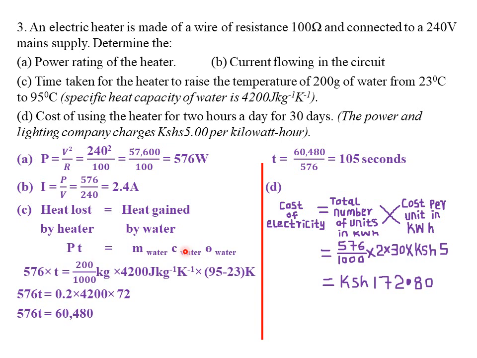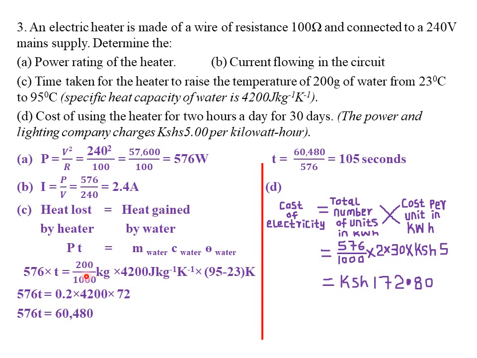We looked at this formula under quantity of heat. In case you are not familiar with it, just review our lessons in Form 3. We discussed quantity of heat in detail. Therefore, the power rating we computed in part A as 576 watts multiplied by the time must be equal to the heat gained by water, which is equal to mc theta.